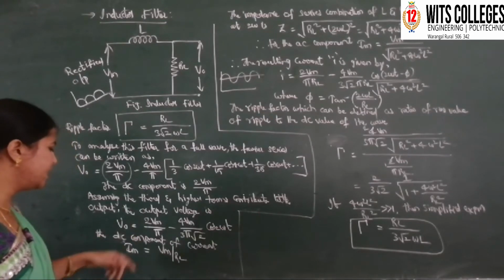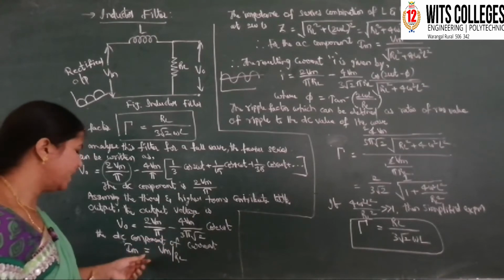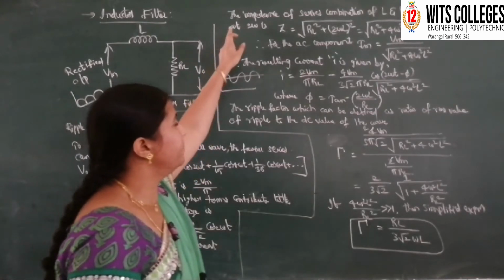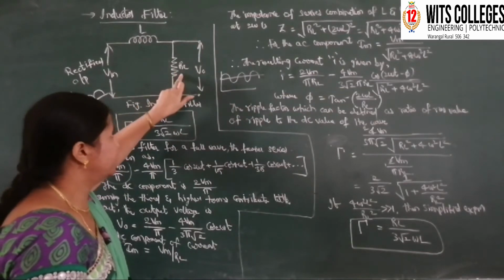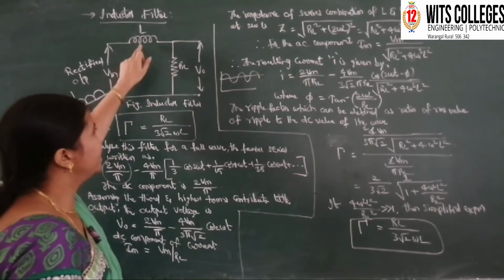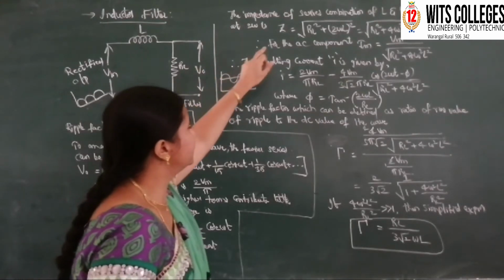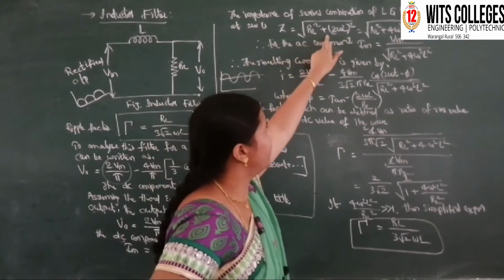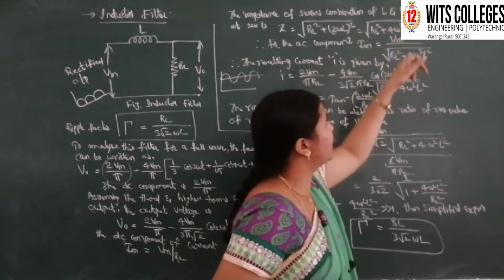In this equation, the DC component of the current is Im equal to Vm by RL. Now the impedance of the series combination of L and RL: here in this circuit, the inductor and resistor RL are connected in series. So the impedance of this series combination of inductor L and load resistor RL at 2 omega is indicated by Z equal to under root RL square plus (2 omega L) whole square. So it becomes under root of RL square plus 4 omega square L square.